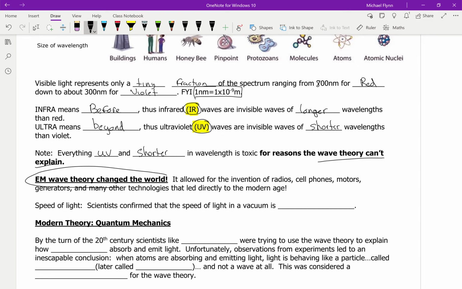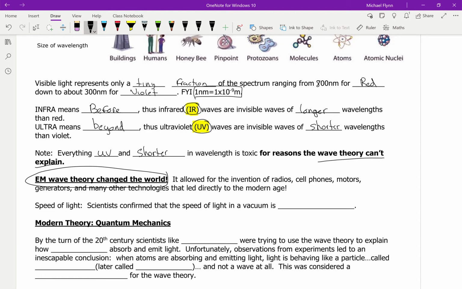Now, here's the deal. Electromagnetic wave theory changed the world. It allowed for the invention of radios, cell phones, motors, generators, and many other technologies. Think of the world without that list of items. Arguably, without cell phones the world would be a better place, but without generators for electricity, stuff like that, these are an integral part of our society. The wave theory made all of that possible. Engineers discovered this technology, which they could construct based on the science of the wave theory.